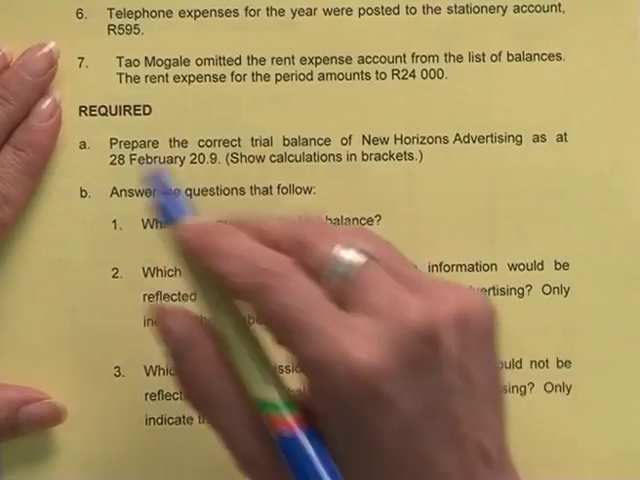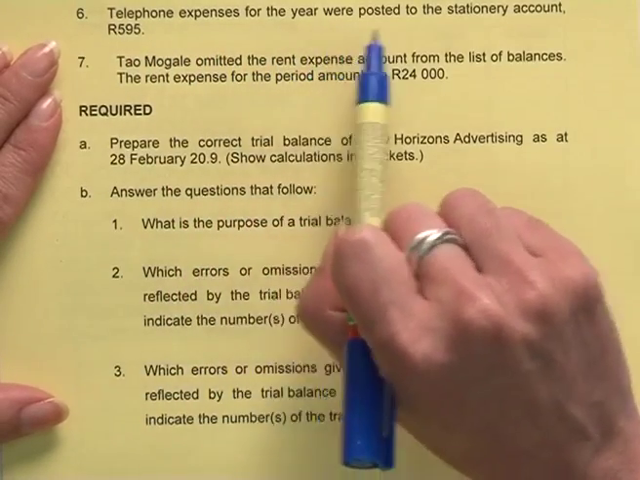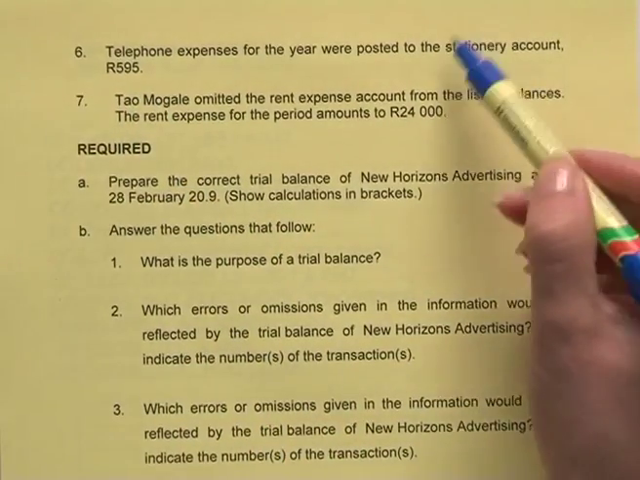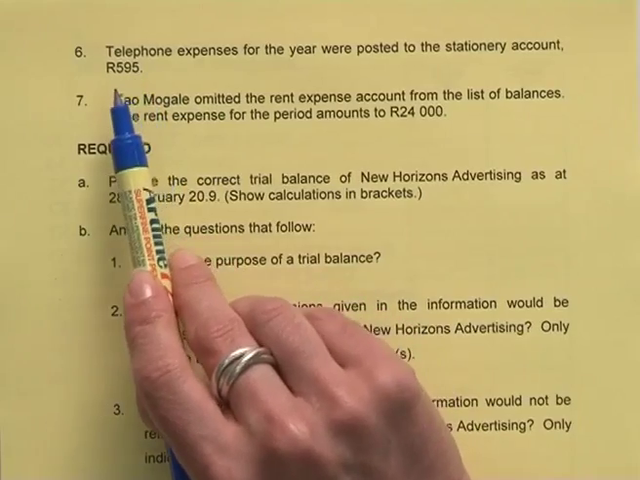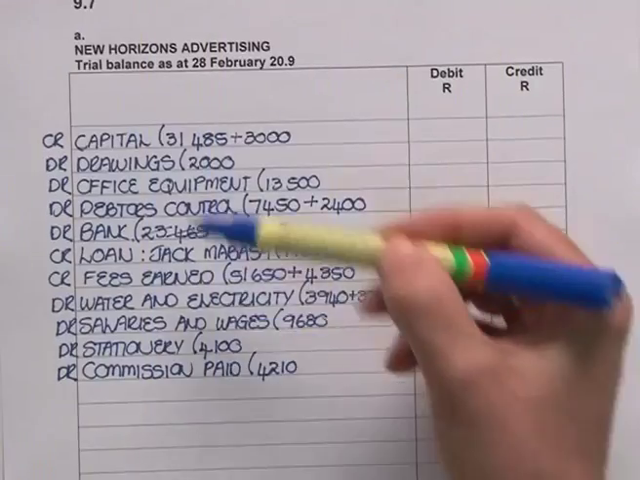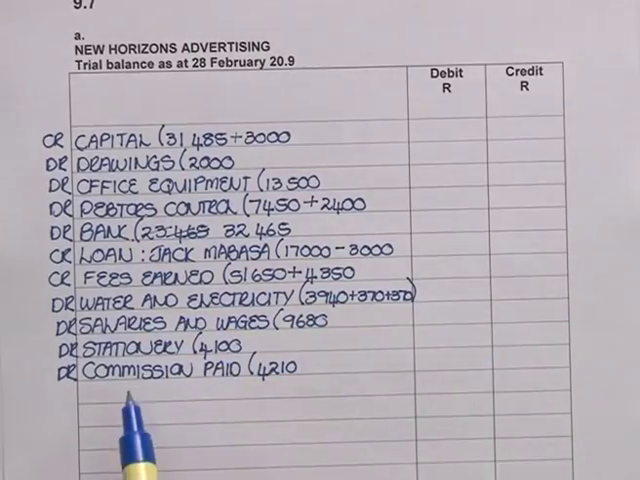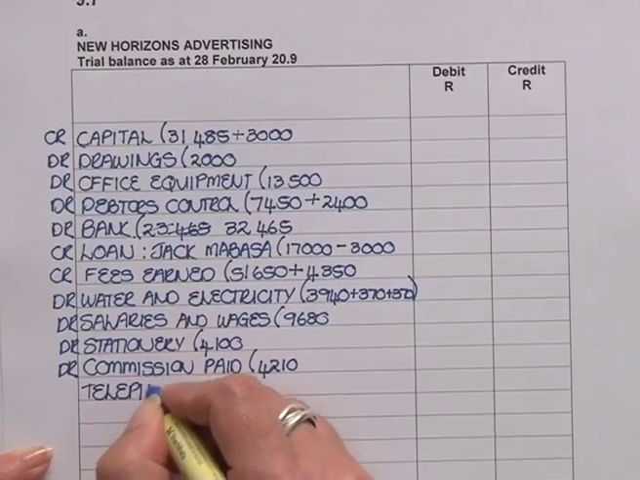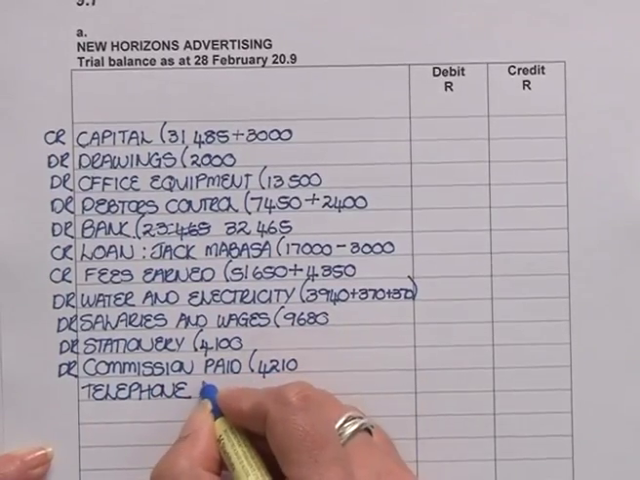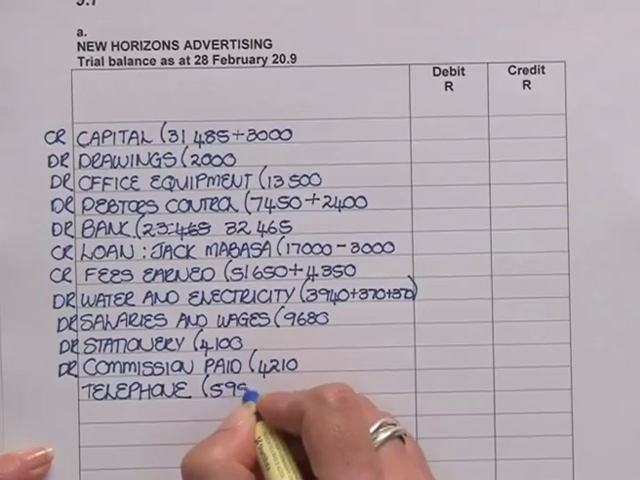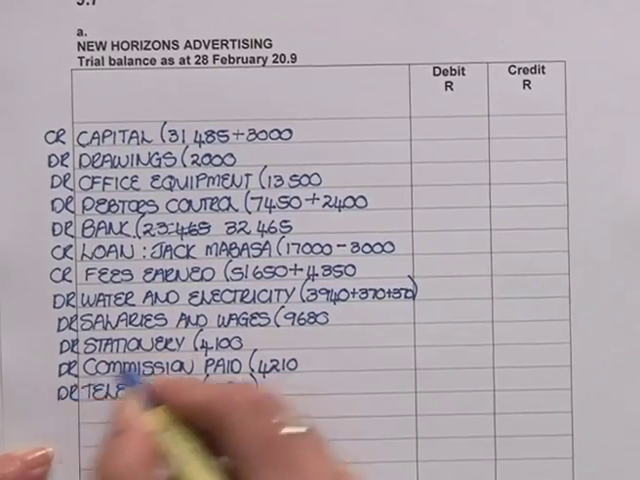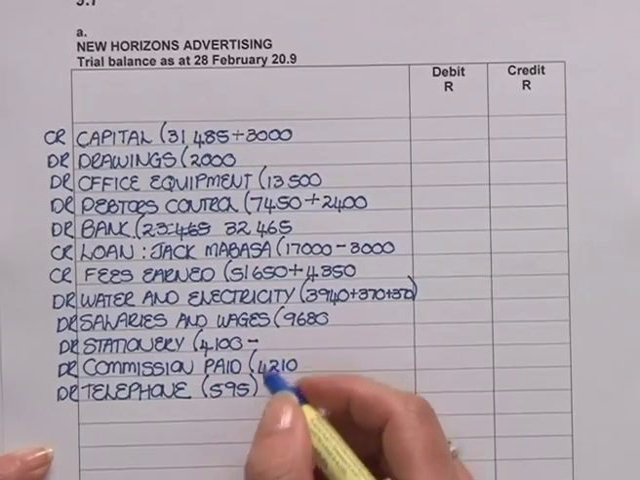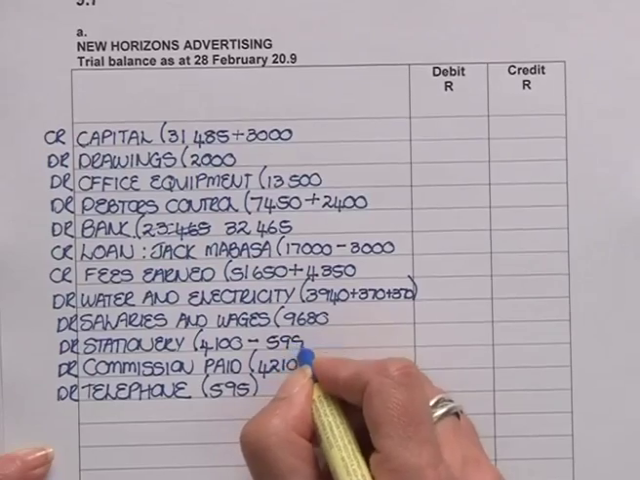Omission or mistake number 6, the telephone expense for the year were posted to the stationery account, 595. We have to fix the stationery account and we have to include this telephone expense for which we did not have an account. That's why we have space at the bottom so that we can add it. So we're going to add the telephone account. That's an expense, so that will be on the debit side. And we need to go and take it out of stationery because they erroneously debited the stationery account with the 595.